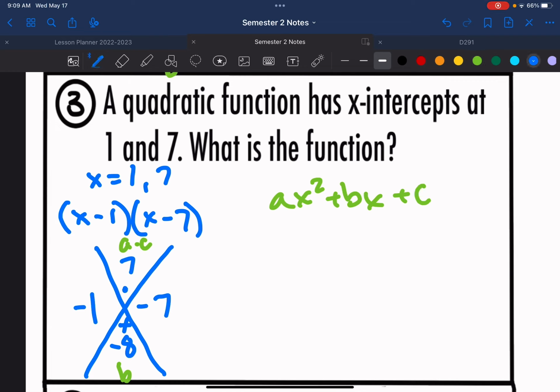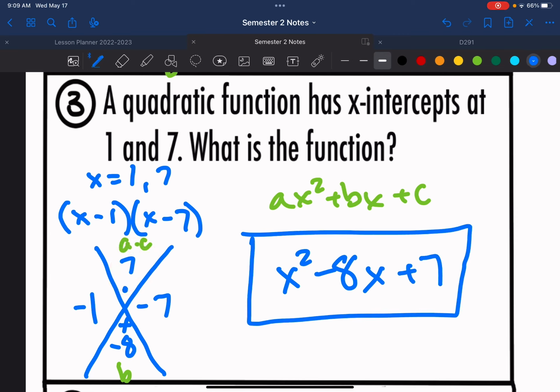I know that my a, we're again assuming is 1. So I'm going to just leave it as an x squared. I need my b, which is at the bottom here. We said that was -8. And then for my c, we said that was 7. So I'm going to do +7. And that's the basic idea here.